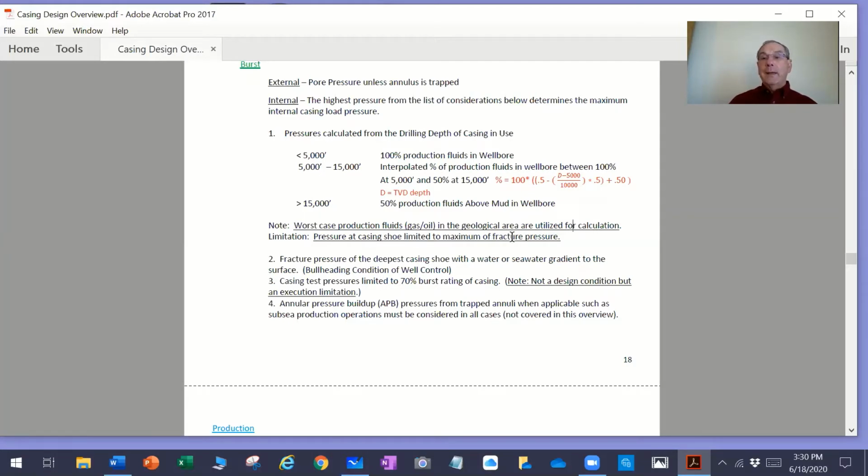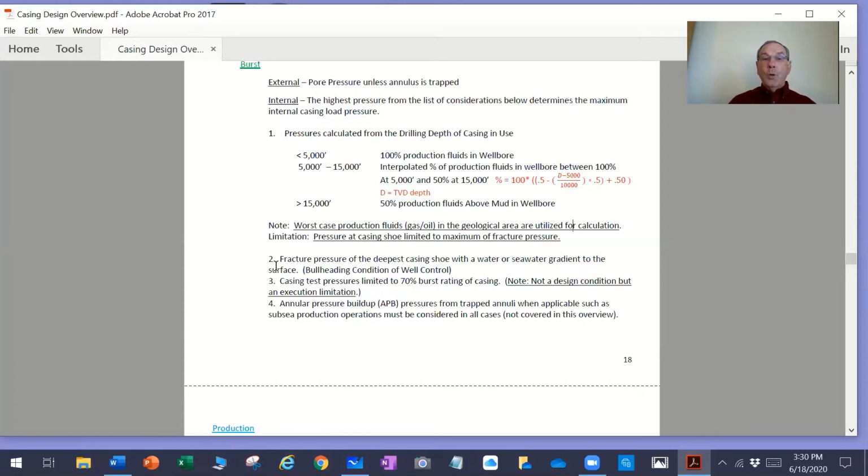We won't exceed it, because the reality is there is no way we can have a higher pressure in our well bore than fracture pressure. So you cannot exceed fracture pressure in an open hole section at the casing shoe, because it will fracture. There's no way to get higher than that. We also can use a fracture pressure. So there are several criteria. Here's one criteria.